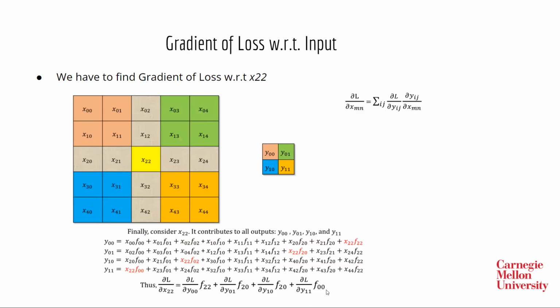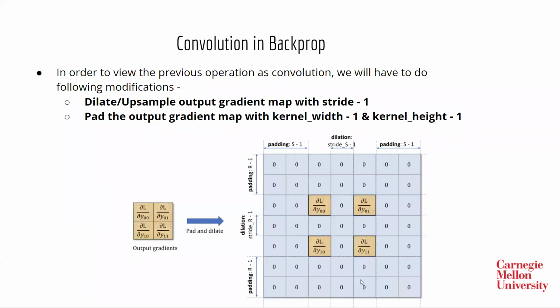So even this can be viewed as a convolution operation. Slightly difficult to just look at the equation and come up with the strategy, but it can be done by again upsampling your output map, upsampling your loss gradient map, which is this one. And you will also have to pad your gradient map with kernel width minus 1 and kernel height minus 1 number of zeros. So that's the padding that you need to do.